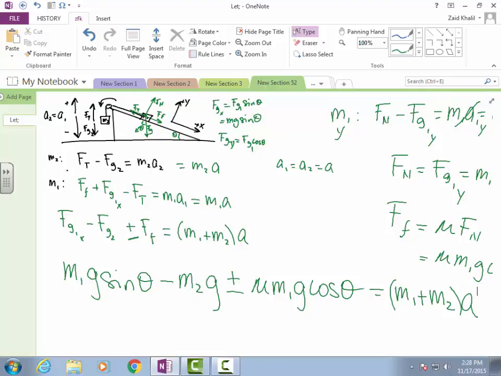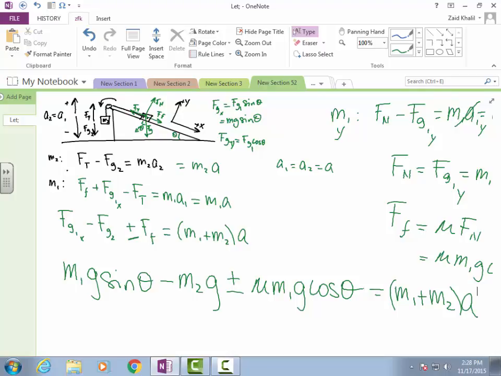Now, let's look at the hanging Atwood. What would the hanging Atwood be? Theta equals 90. So theta equals 90, what do you get? You get the acceleration's equal to... pretty incredible, right? So now, what do we have to solve for? We have to solve for the tension.